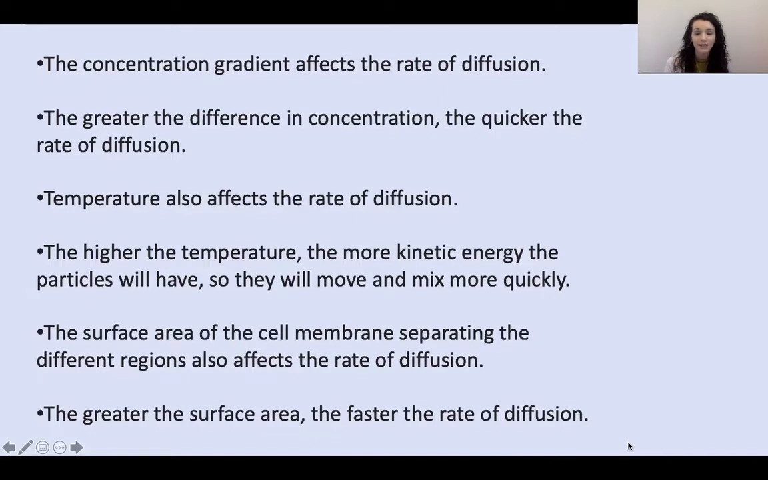The third factor that affects the rate of diffusion is the surface area. That is the surface area of the cell membrane, or just the surface area of the surface where diffusion is happening across. So the greater the surface area, the faster the rate of diffusion.